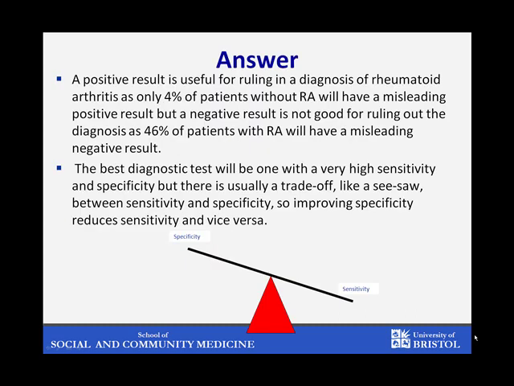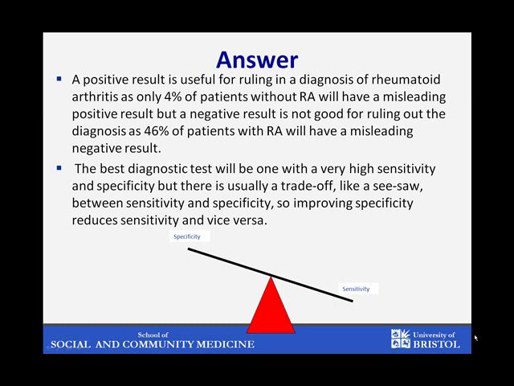Of course, the answer is a positive test result, because that's really helpful in ruling in the diagnosis of rheumatoid arthritis. In this case, only 4% of patients who are positive would turn out not to have rheumatoid arthritis, in other words, false positives. However, a negative result would not be very helpful, and we wouldn't wish to exclude the diagnosis, because in this case, 46% of patients with rheumatoid arthritis would still have a negative result.